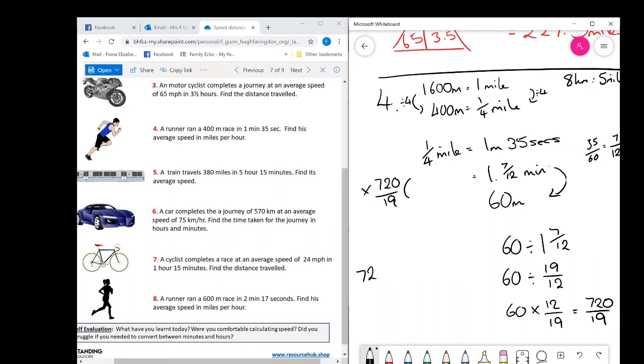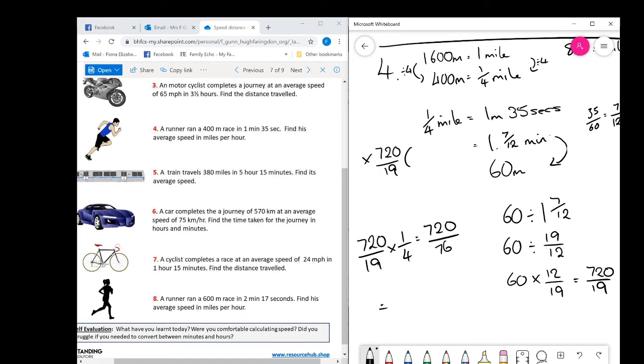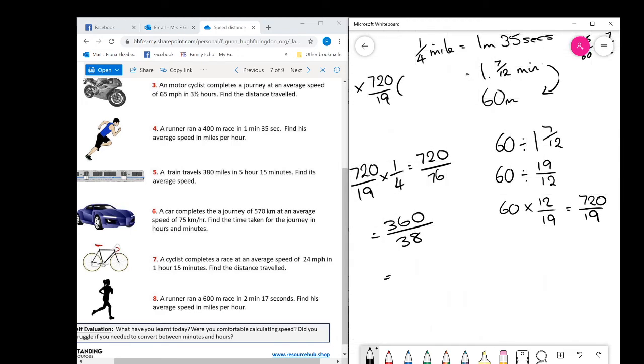So 720 over 19 times by a quarter. 720 over 19 times 4, 76. They're both even, so let's half that, so that's 360 over 38. They're both even, so half that. 180 over 19.